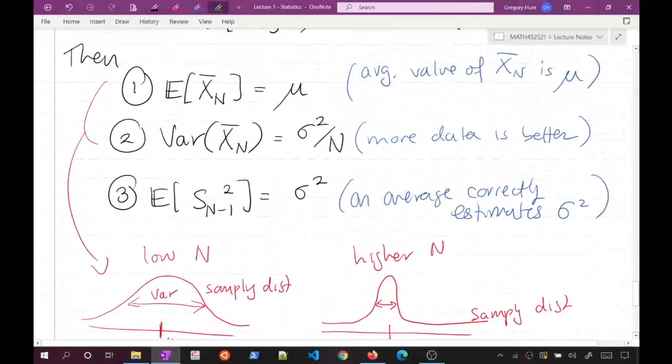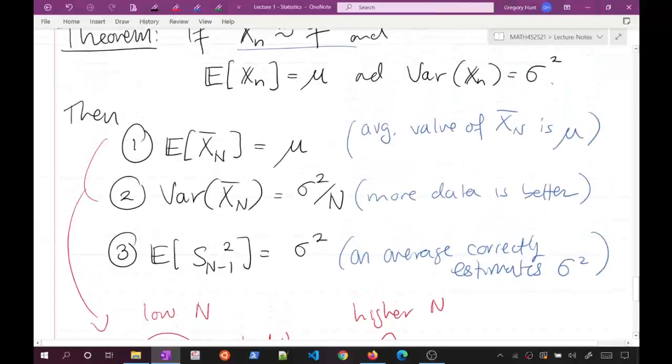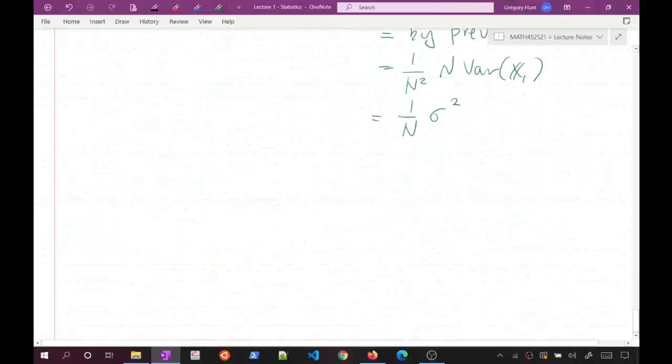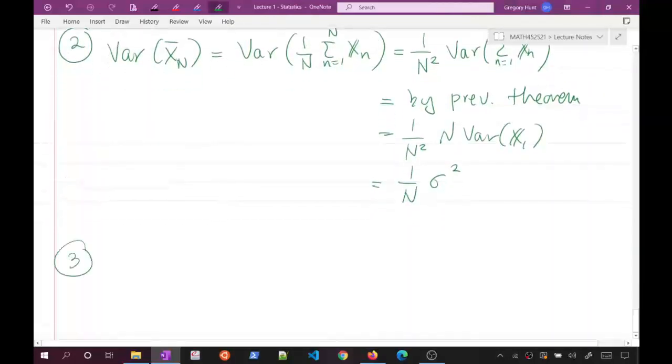So our first fact is that the expected value of x bar is mu. The variance of x bar is sigma squared over n. Notice this is for any random variables with mean mu and variance sigma squared. And the last fact is a similar fact about the sample variance. My third fact, just a bit of algebra, is that I want to show that on average, the sample variance is sigma squared, that it is kind of correct.